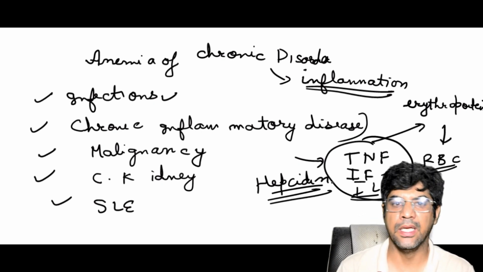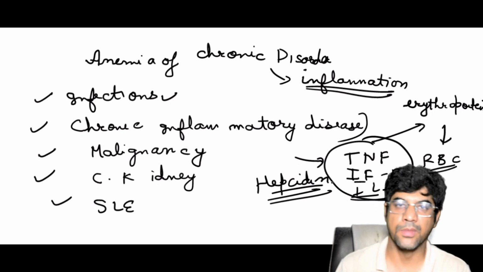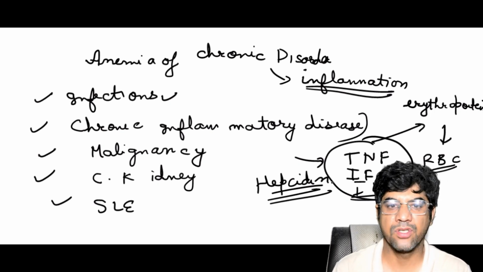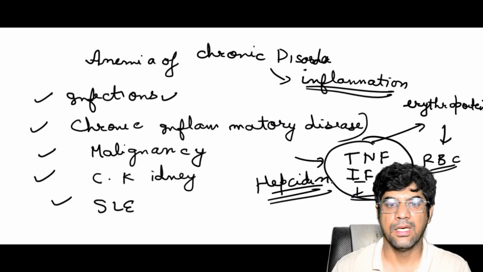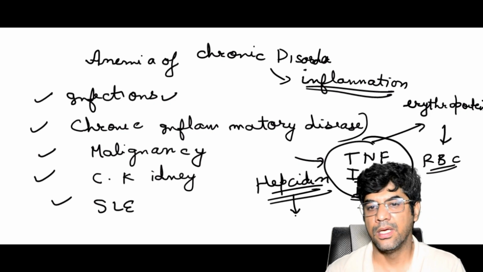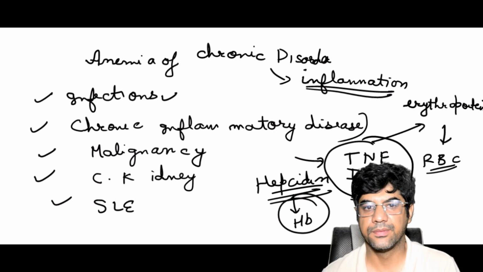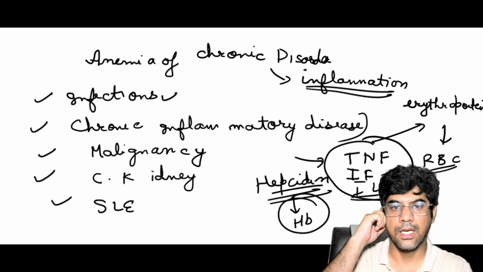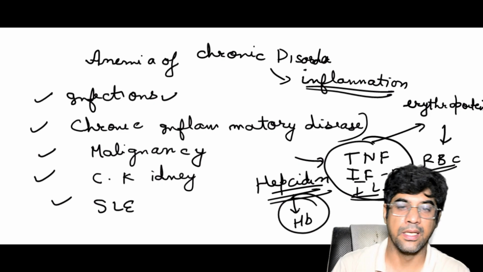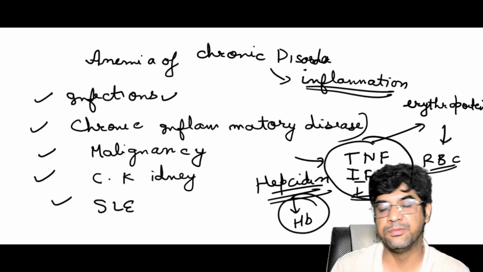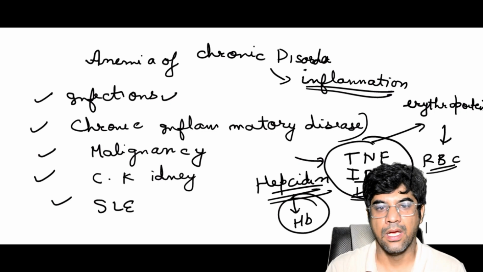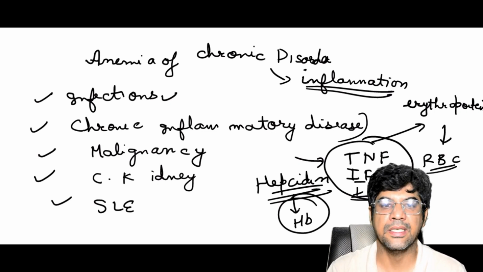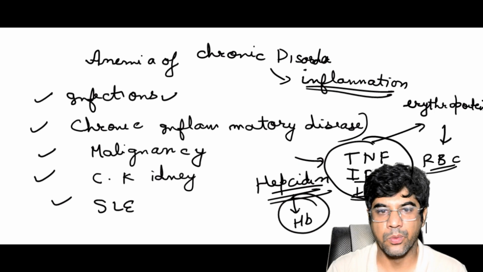So this hepcidin would inhibit the iron absorption from the intestine and release of iron from the macrophages, that would lead to reduced availability of iron for hemoglobin synthesis. Now, chronic diseases, especially the chronic renal diseases, can reduce the lifespan of the circulating RBCs. How? By increasing the destruction. Due to increased destruction, that would reduce their lifespan.